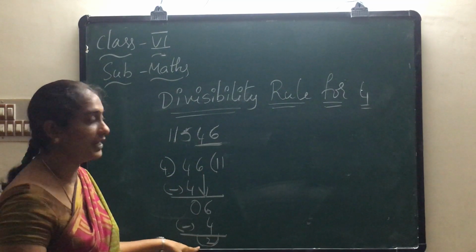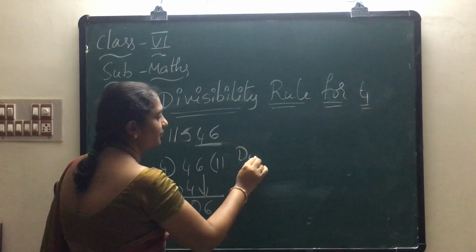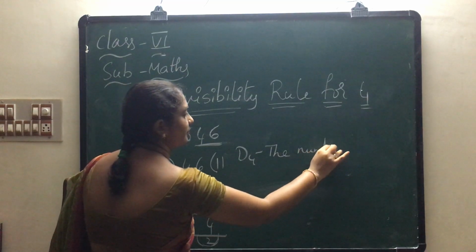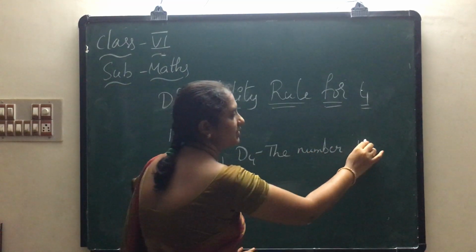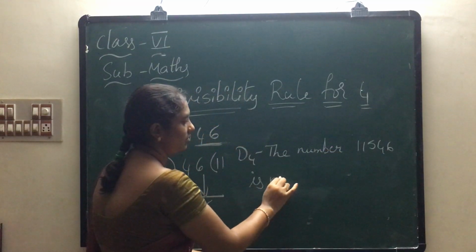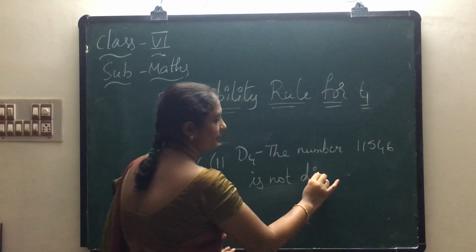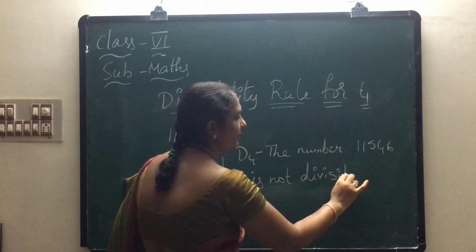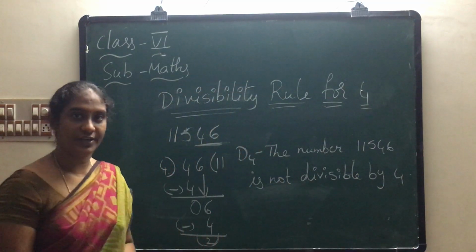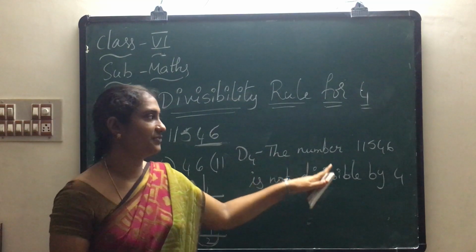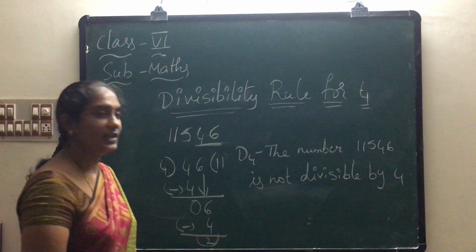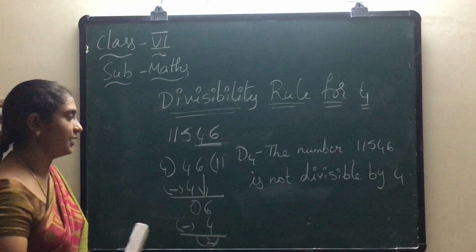Okay children, do you understand? So write here D4. The number 11,546 is not divisible by 4. Okay children, do you understand? The number 11,546 is not divisible by 4. Okay, shall I tell one more example? See.